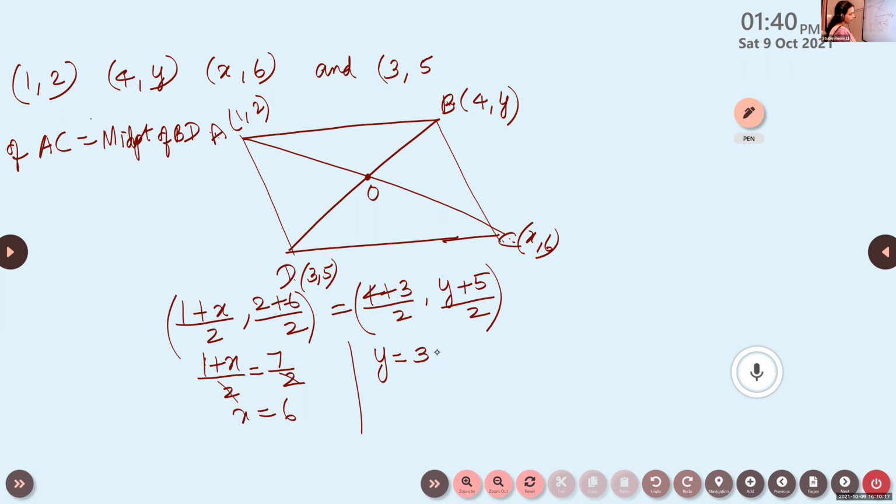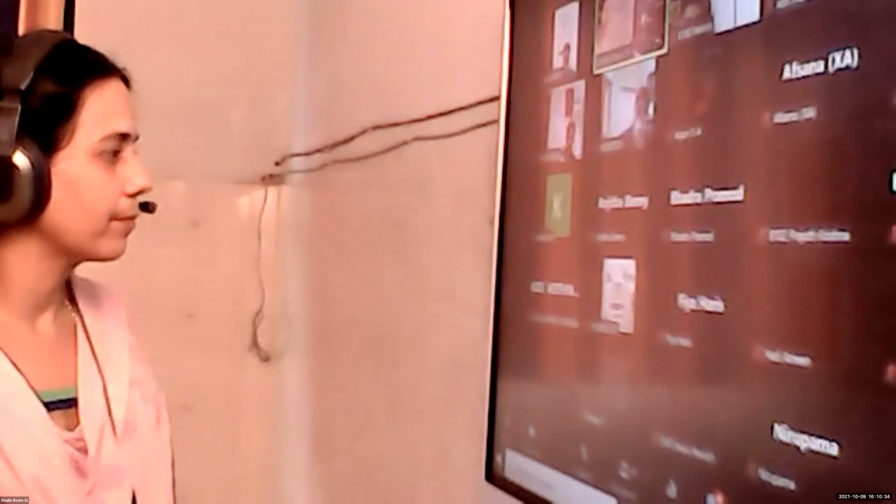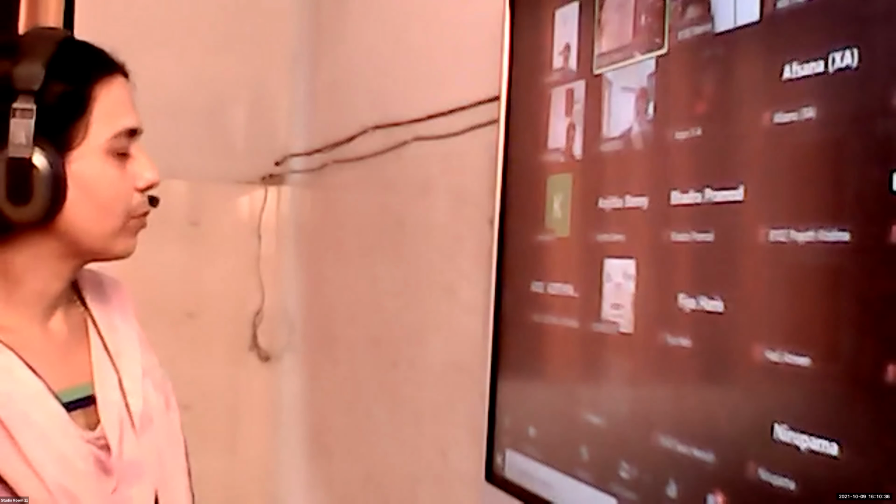Now children, listen. Another thing is, suppose we are given a line segment AB and we want to trisect it. Point of trisection. That means how many points we have to find? We want to trisect the line segment AB. Then how many points we have to find?